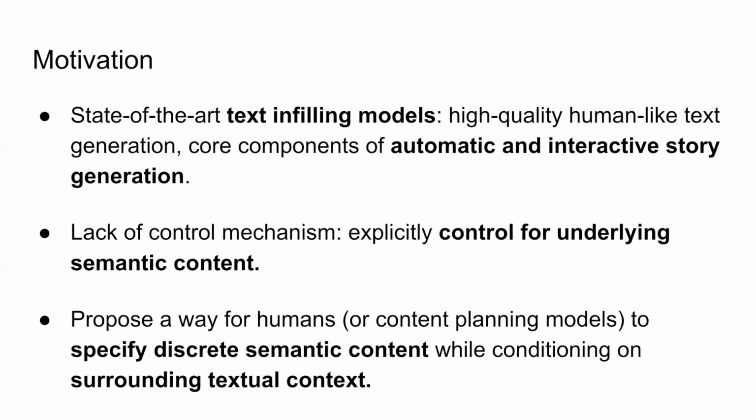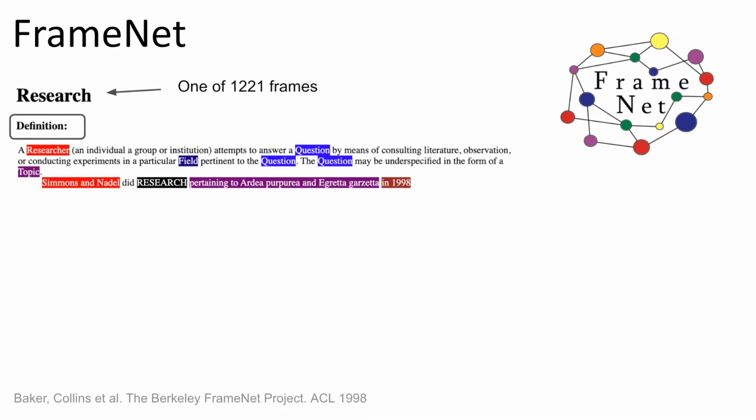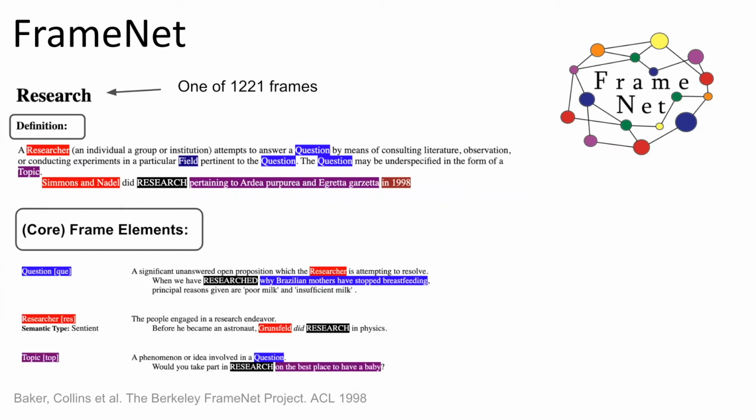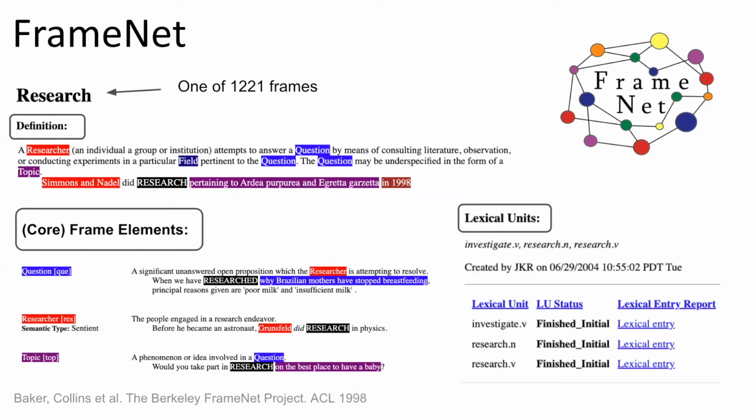We therefore propose a way for humans or some content planning models to specify discrete semantic content while conditioning on surrounding textual context. To provide semantic guidance, we used more than 1,000 frames defining FrameNet as a signal that constrains or conditions the infilling model. A semantic frame comes from FrameNet, for example, the frame research on this page, including frame IDs, definitions, core frame elements, and the triggering words, also known as lexical units.